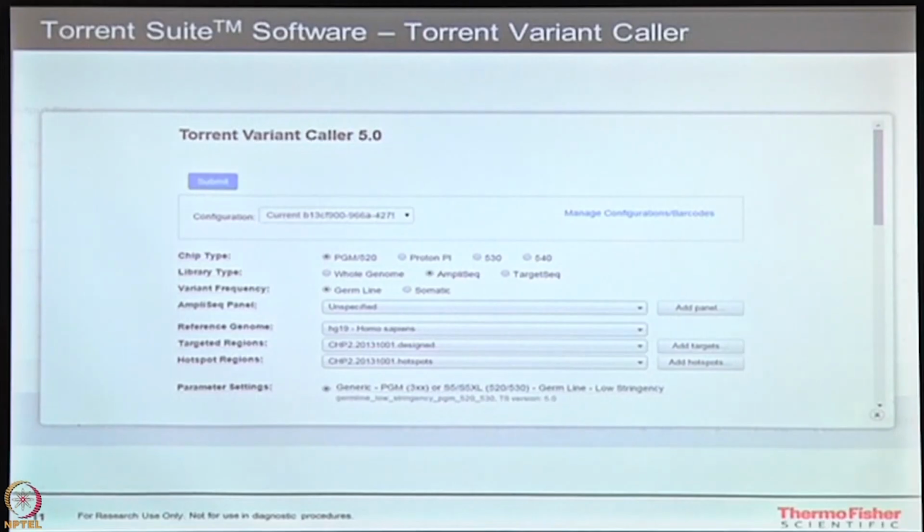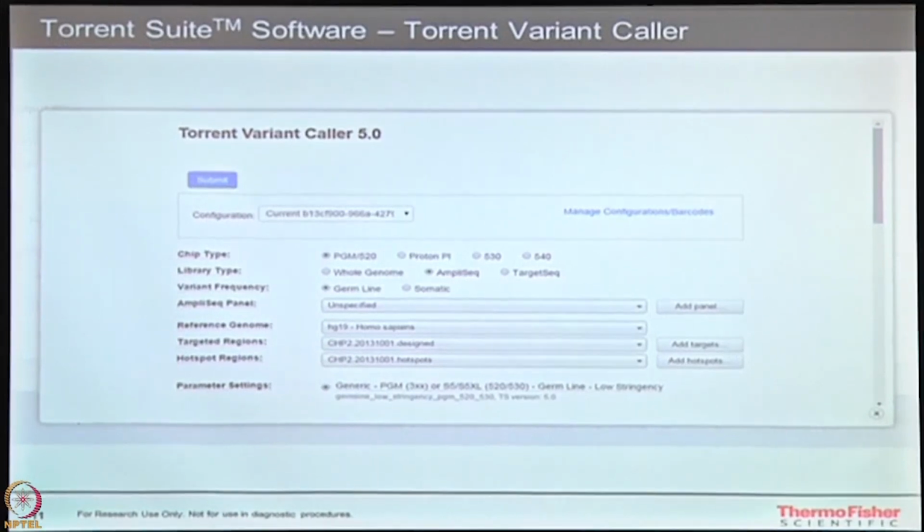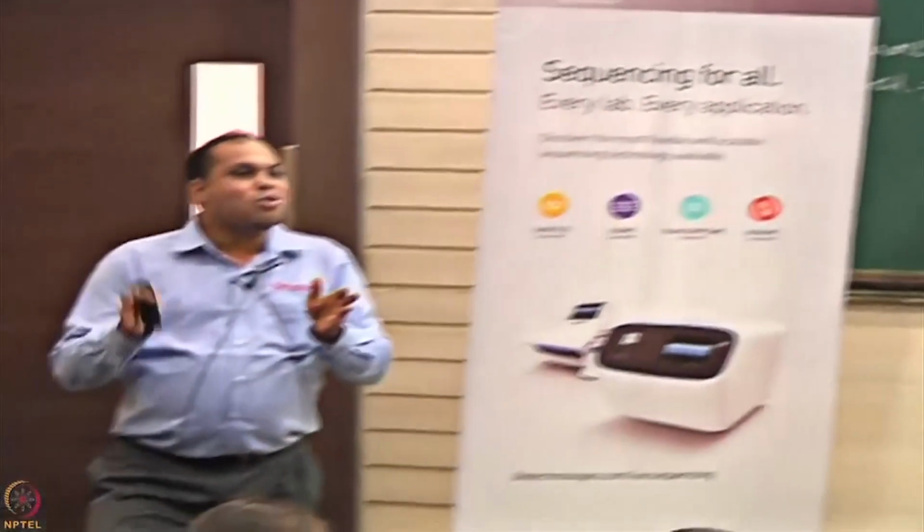And these files could be uploaded for doing the analysis in variant caller. Once my design is uploaded, variants would be only called into those regions which we have designed. It will not go and look for some other regions. Once those designed regions are given, it also has something called a hotspot.